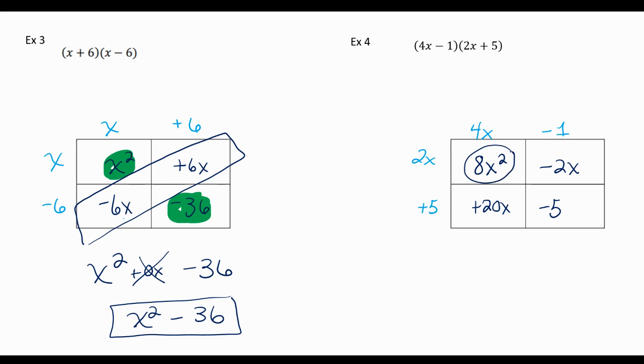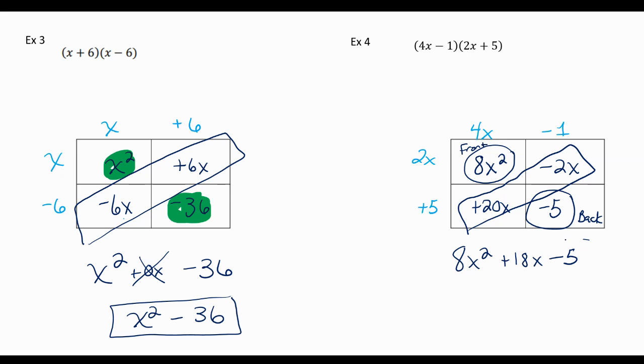Okay, so here's the front term. This is your front. So that's 8x squared. This is your back, negative 5. And the middle is right here. What's 20x minus 2x? That's 18x. There we go, final answer.